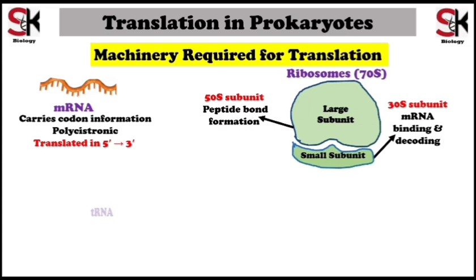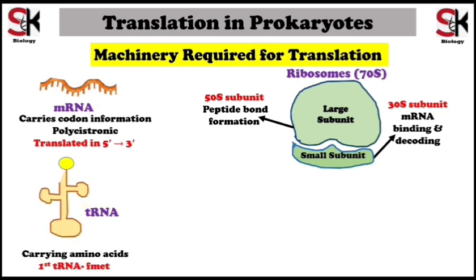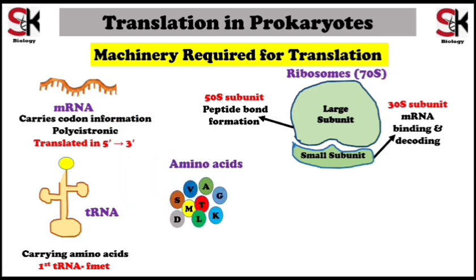Third important component is tRNA. The first tRNA in prokaryotes is always formyl methionine, that is F-MET. The function of tRNA is that it carries amino acids for polypeptide synthesis. Fourth component required is a pool of 20 amino acids for synthesis of the polypeptide chain. These amino acids are added one by one as per codon information.